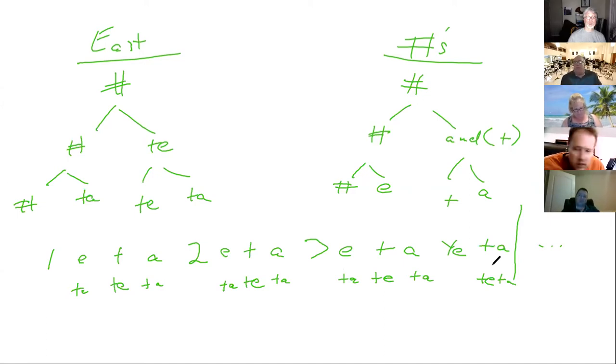So the first one, if you're counting in four, would be one, two, three, four, one, two, three, four, or one and two and three and four and one and two and three and four.